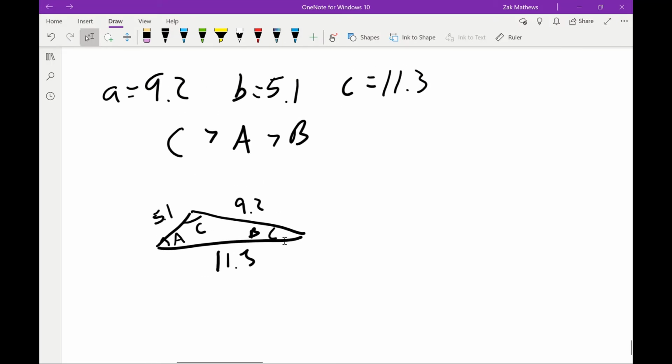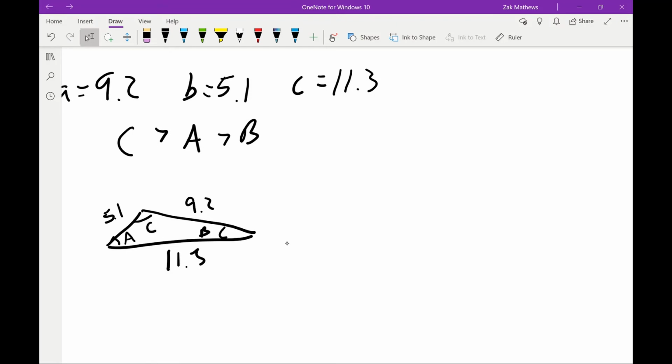But here, because I have all three sides, it doesn't matter which angle I want to find first, except for that rule that I just defined. I can find any of the three angles first, so I might as well find C first. Now, the formula doesn't solve that directly. We're going to have to do a little bit of algebra. Let me set it up.